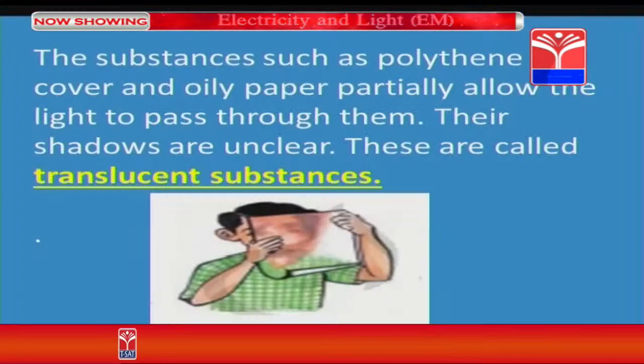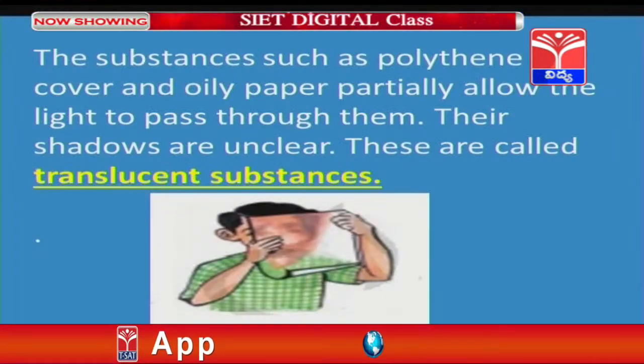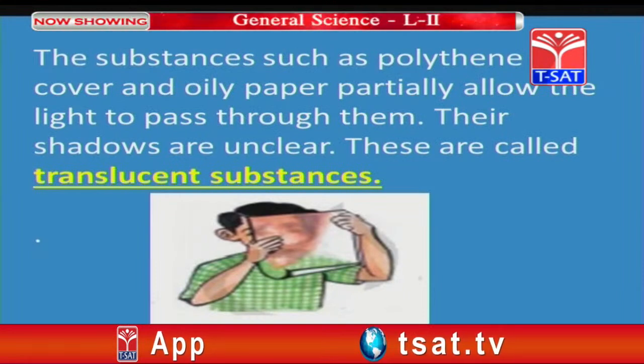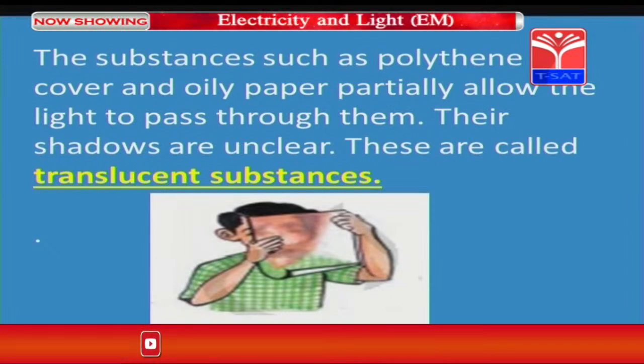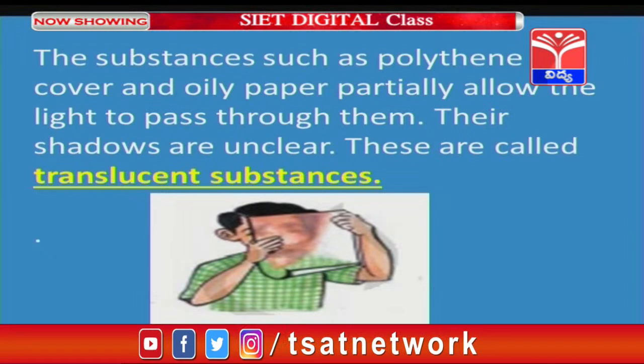Now, take a paper and take some coconut oil and apply it on the paper and wipe it for some time. After 5 to 10 minutes, you take it and you observe the figure. Now, you observe the figure, it appears as it is. Now, something is visible, but it is not clear. Such substances are called translucent substances. Now, we made our own translucent paper.